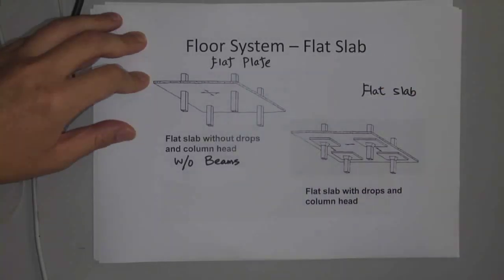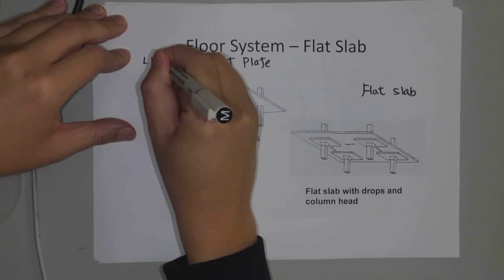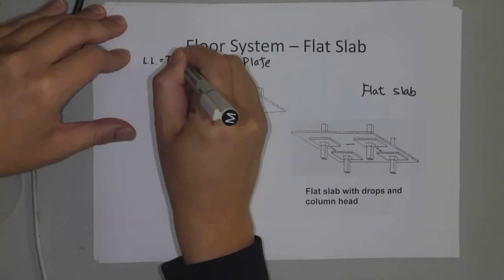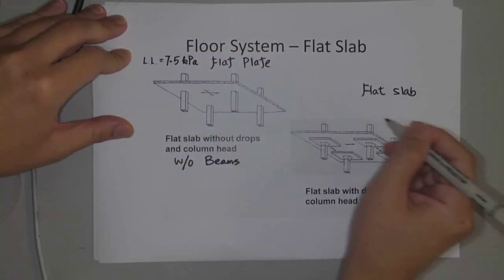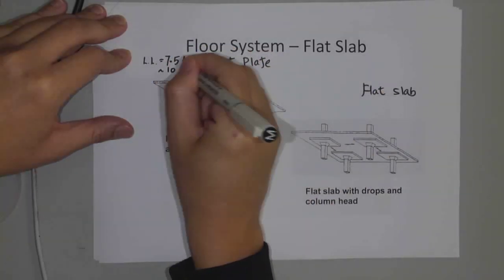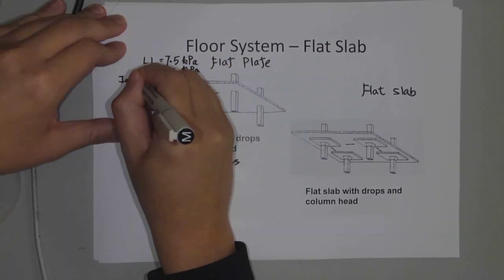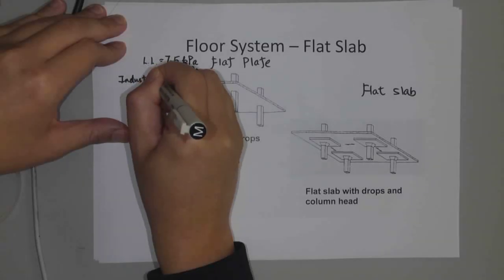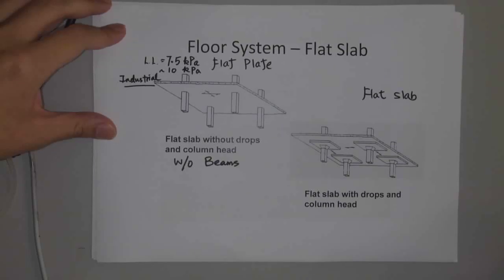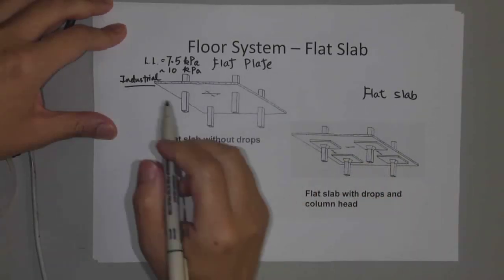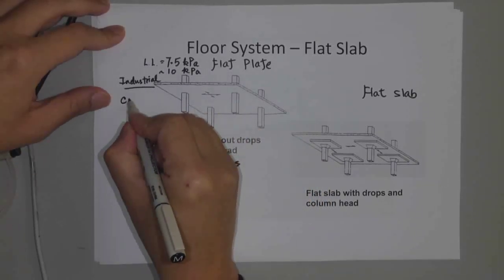So if this is an industrial building, the live load could be, let's say, 7.5 kPa. Are you familiar with this new unit? Okay, it can go up to 10 kPa for industrial. Right, industrial building. Let me give you some other numbers for comparison. For car park, right?